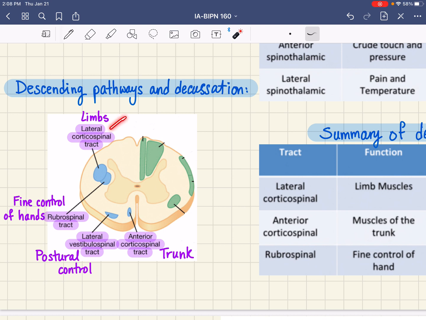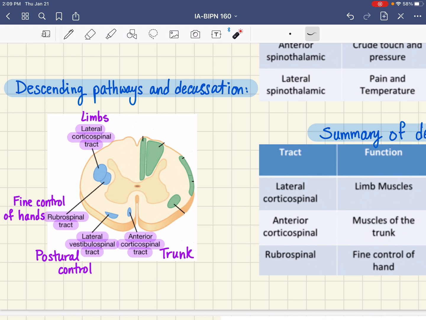The first one is lateral corticospinal tract, and this carries motor information, because this is a descending pathway, motor information to our limbs, so our arms and our legs. The rubrospinal tract is a tract that carries motor information to fine control of our hands. So for example, typing on your laptop or peeling an orange.